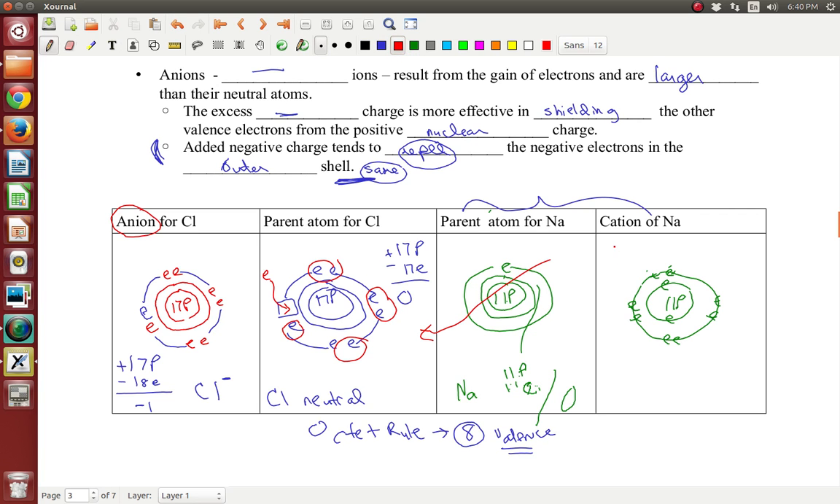The cation of sodium now has 11 protons and only 10 electrons. Those are negatives and those are the positives. Add that together, we get a +1 charge. So now what we have is sodium with a +1 charge. It is a cation.